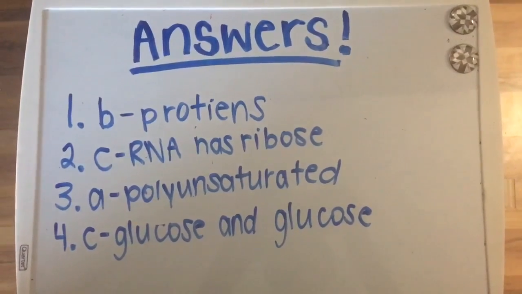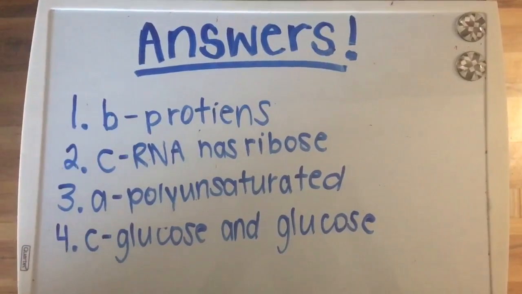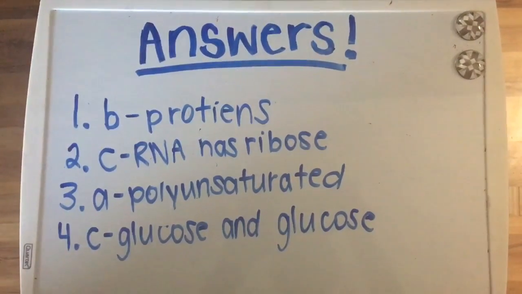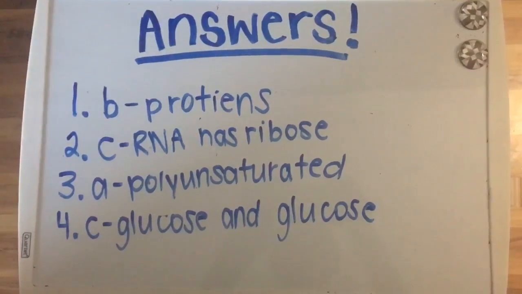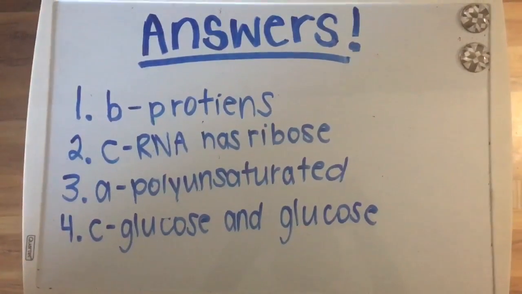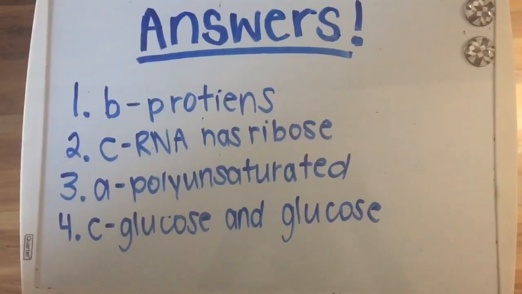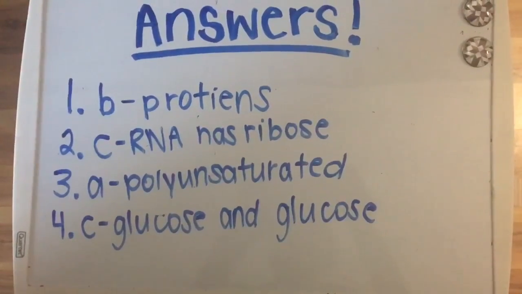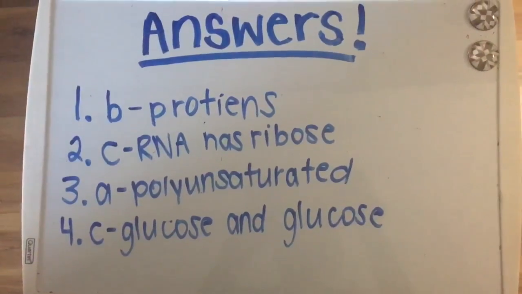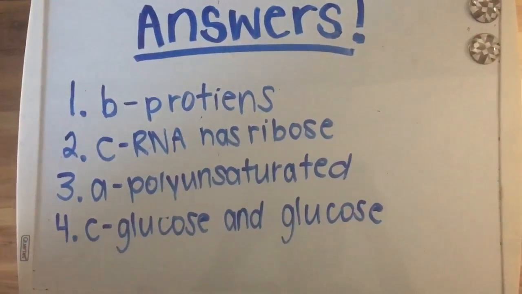Okay guys, here are the answers. Number 1 was B, proteins, because they have an amino group. Number 2, the answer was C, RNA has ribose. This is because DNA has deoxyribose. Number 3 was A, polyunsaturated, because it has multiple double bonds. 4 was C, glucose and glucose.